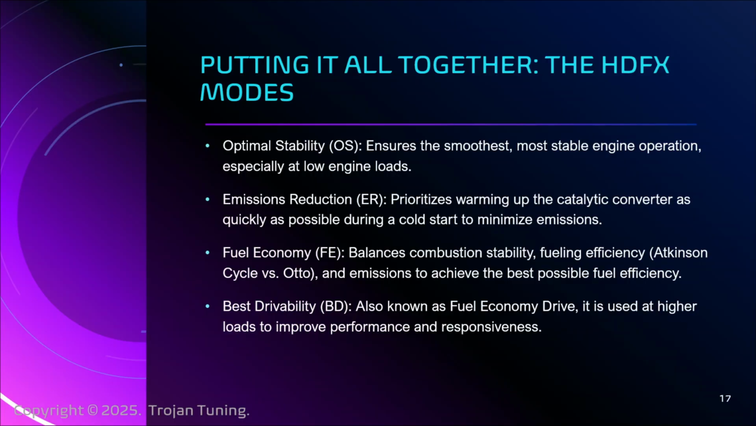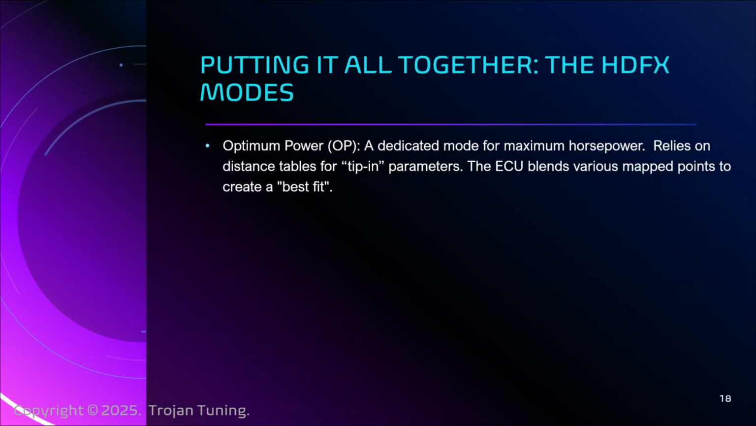And then we have our best drivability. This is also a blend of fuel economy, but it accounts for transient states and when we're trying to load. So again, if we want to leave the Atkinson cycle, we can leave it and move away from it. But if we're still economic, if we're still efficient, we're in our best drivability mode, right? Or the fuel economy drive. There's two more here. Okay.